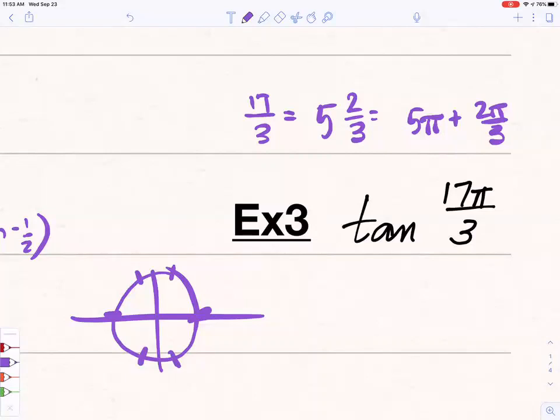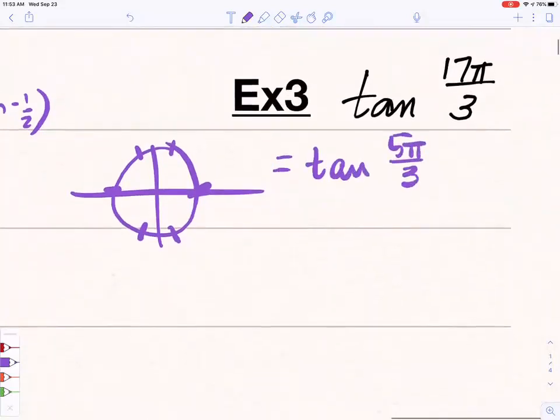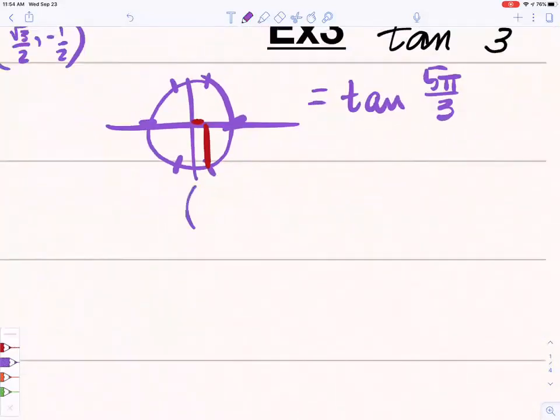Okay, so I know then that tangent of 17 pi over 3 is the same thing as tangent of 5 pi over 3. Notice here how I'm showing my work. Because 17 pi over 3 and 5 pi over 3 are coterminal to each other, so therefore they have the same tangent. And what's my coordinate at 5 pi over 3?